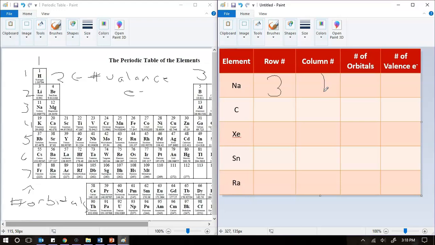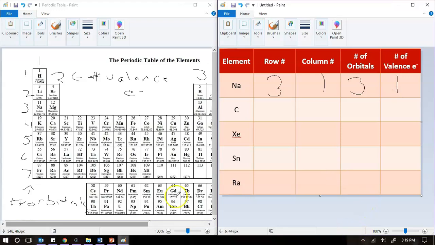So if I take a look, what does that tell me? Well, remember that your row numbers tell you your number of orbitals. That means a sodium atom has 3 orbitals. Alright, and my column number tells me my number of valence electrons, so sodium has 1.